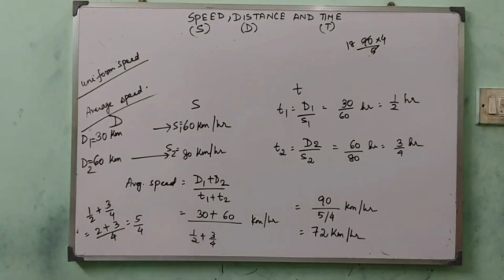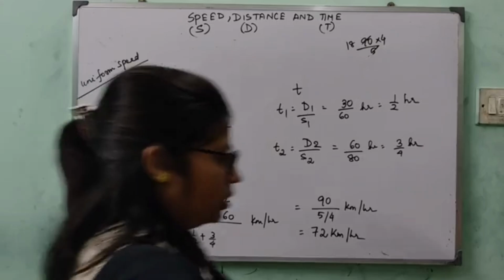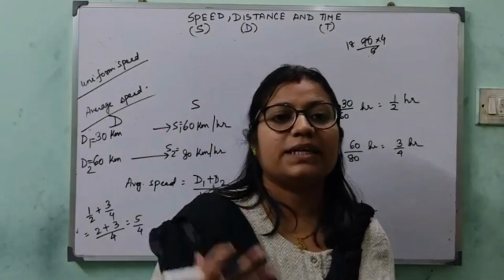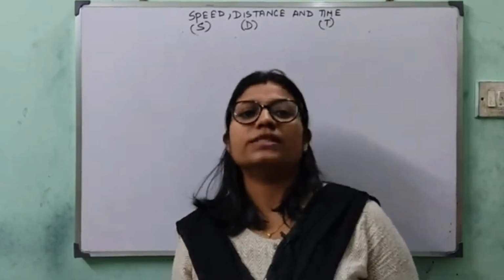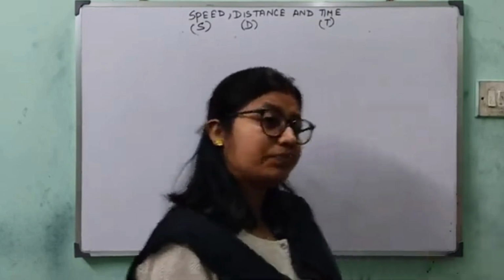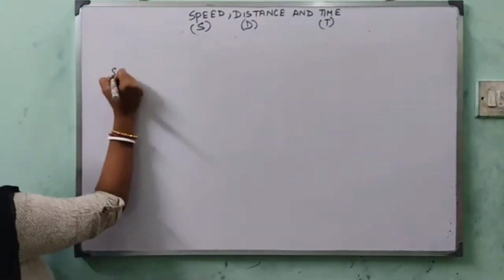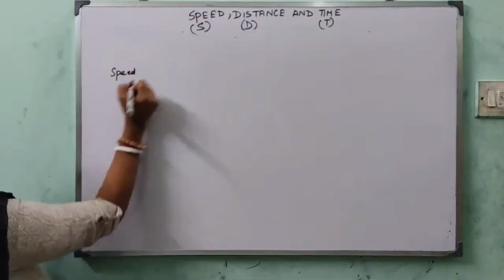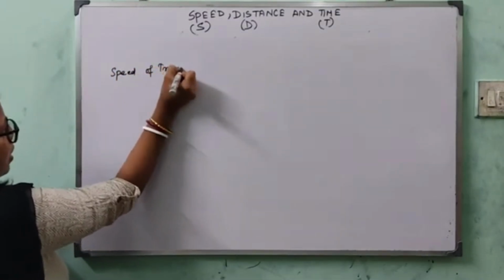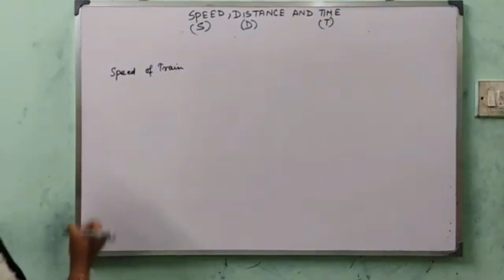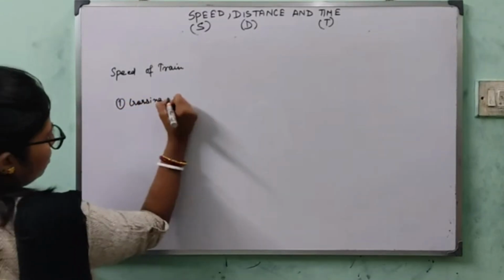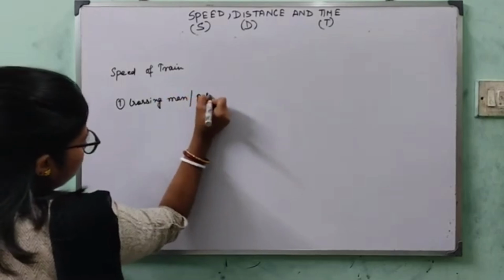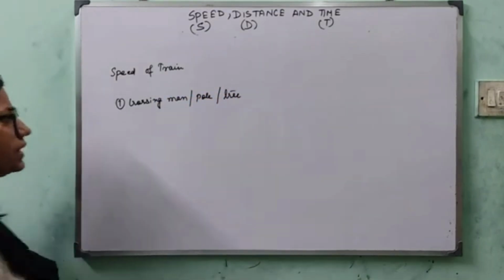So for the case 2 I have also shown you how to do the sums. So I hope speed and distance so far is clear till average speed. Today we are going to deal with a very important concept, that is sums based on the speed of trains. Suppose I say to find the speed of a train in case the train is crossing a man or a pole or a tree, something that is stationary.